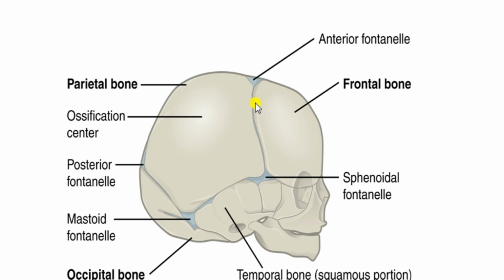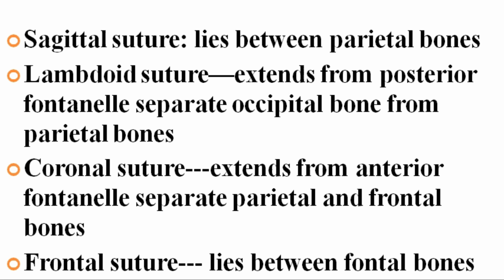So sagittal suture is the suture that separates the parietal bones, and lambdoid suture is the suture that extends from the posterior fontanelle, which separates the occipital bone and the parietal bone, and coronal suture extends from the anterior fontanelle, which separates the frontal bone and the parietal bone, and frontal suture separates the frontal bones. So there are 4 sutures in a human fetal skull.